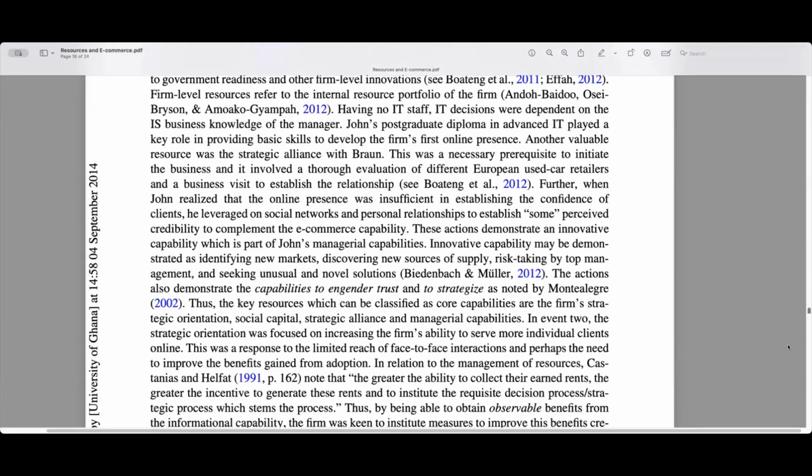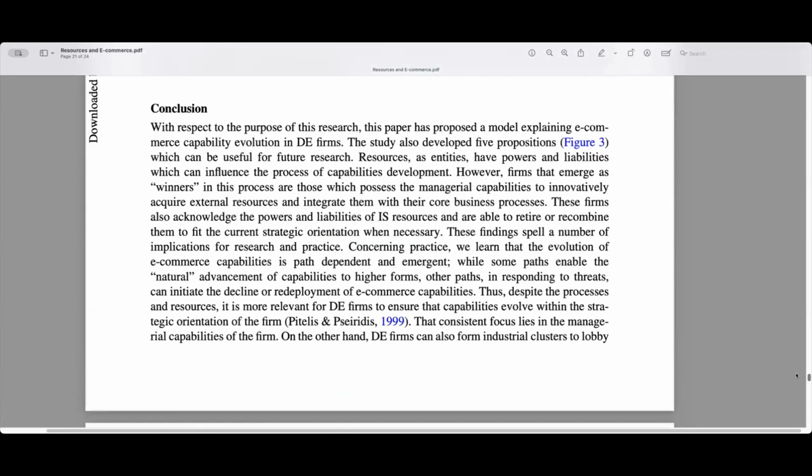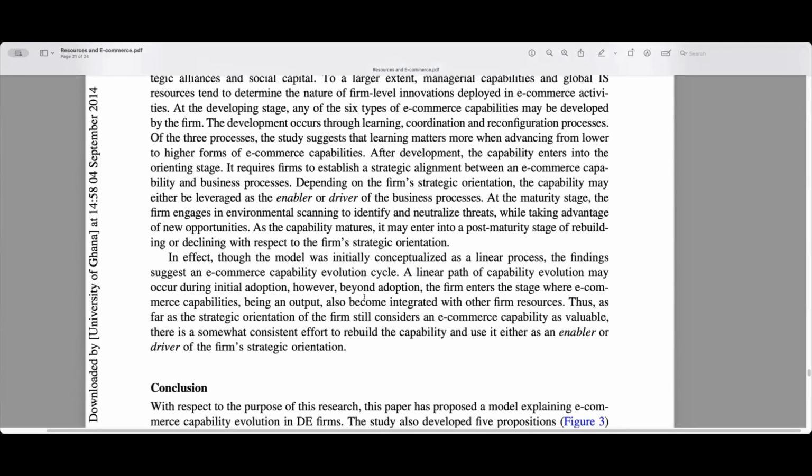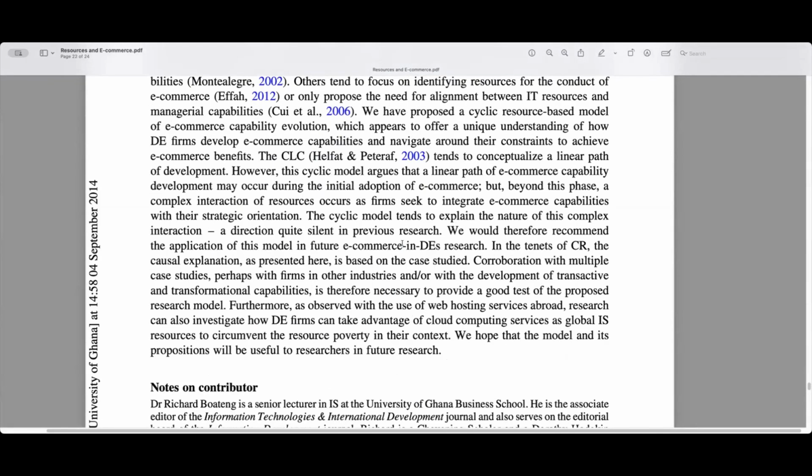So if you take a paper, you have to look at the conclusion too. What are the new gaps he has left for people like you and me? So in the conclusion, usually people will mention it either in the limitations or future research directions. So he says that, okay, we recommend, therefore, the application of this model for e-commerce research and in the tenets of critical realism. That we use critical realism for this one. It's a philosophy. We'll talk about that later.